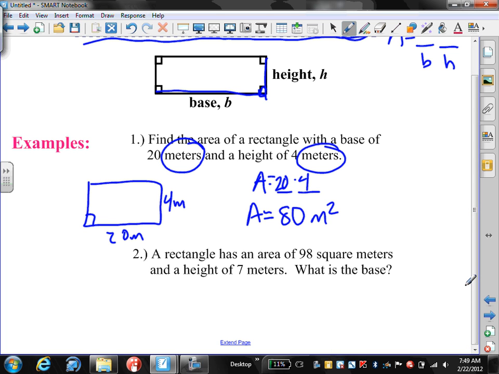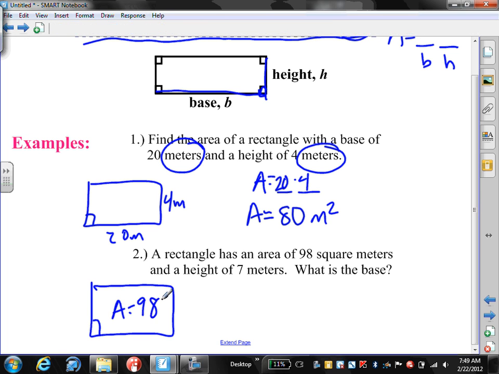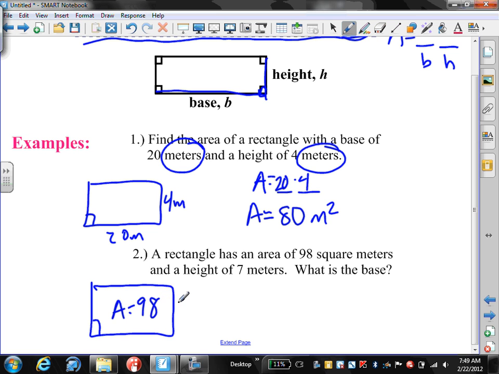Question 2. The rectangle has an area of 98, so we have the same type of picture. The area is equal to 98, okay? And the height is 7. What is the base? So I'm going to put little b. So we use the same setup. Area equals dimension times dimension. So we can put in base times height here.